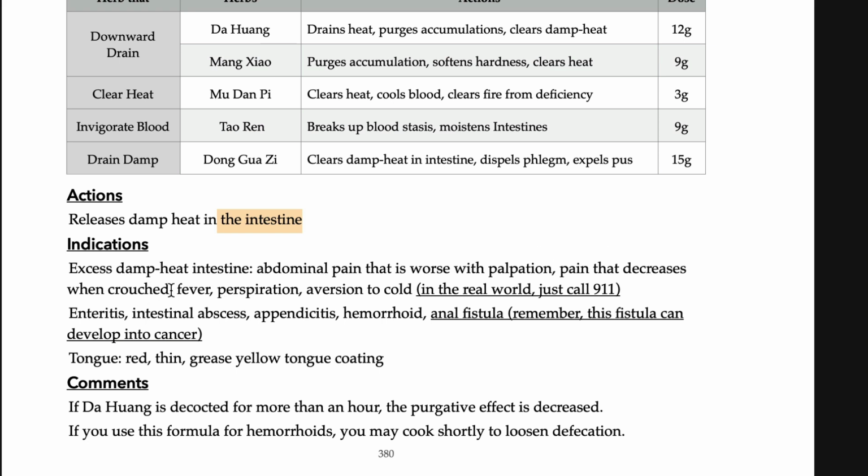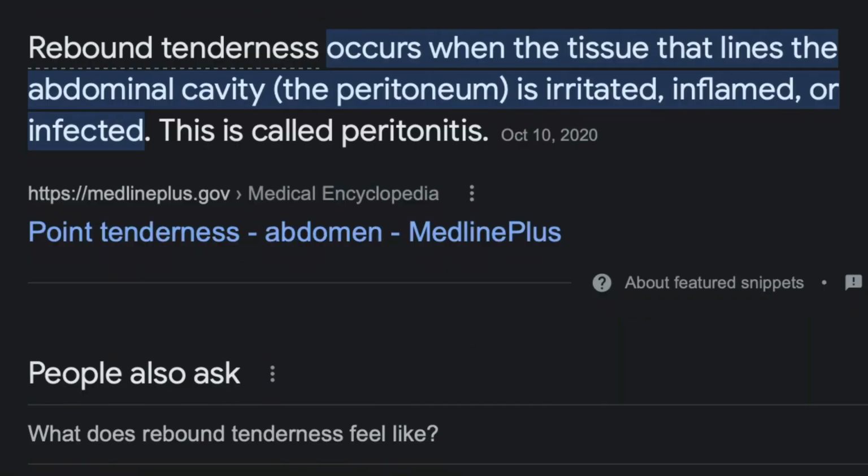Pain that decreased with crouching. What is the sign? Peritonitis. Okay, rebound tenderness. So when you palpate the abdomen, when you release your hand, there's a pain. That is rebound tenderness. That indicates peritonitis. Rebound tenderness occurs when tissue that lies in the abdominal cavity, inside the peritoneum, is irritated, inflamed, and infected. This is called peritonitis. So rebound tenderness is an important sign for peritonitis.